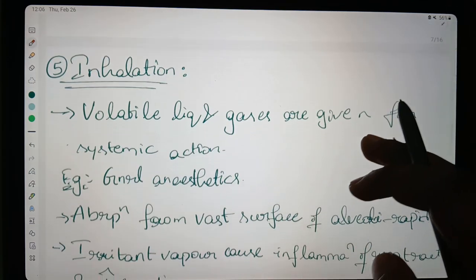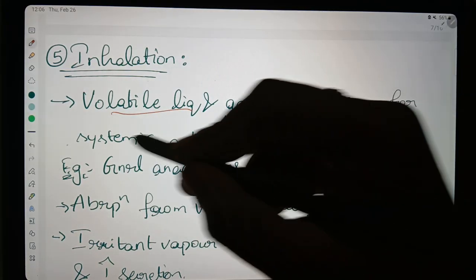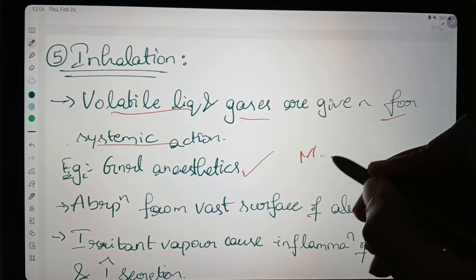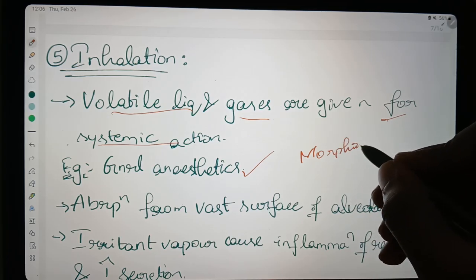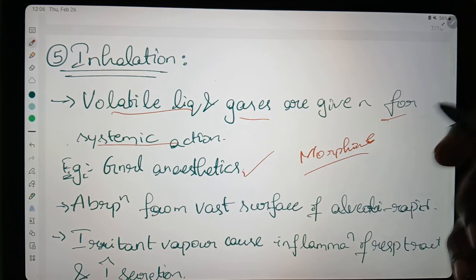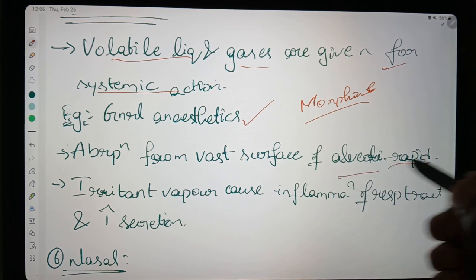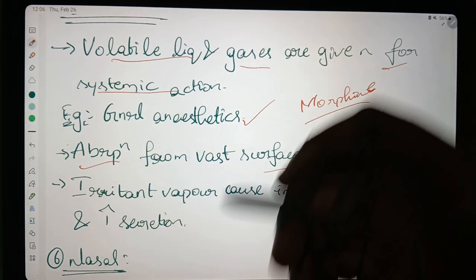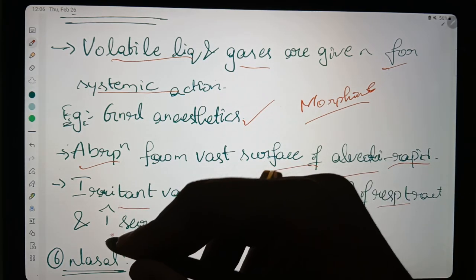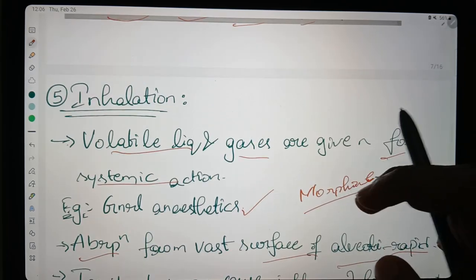Then the fifth one, inhalation. In this, volatile liquids and gases are given for systemic action. Mostly general anesthetics are given. For example, morphine is given in a gaseous state to the patient for a nasal septal operation or any operation. And in this, the surface of the alveoli will rapidly absorb. Irritant vapor can cause inflammation of the respiratory tract and increased secretion. Okay, this is the inhalation route.